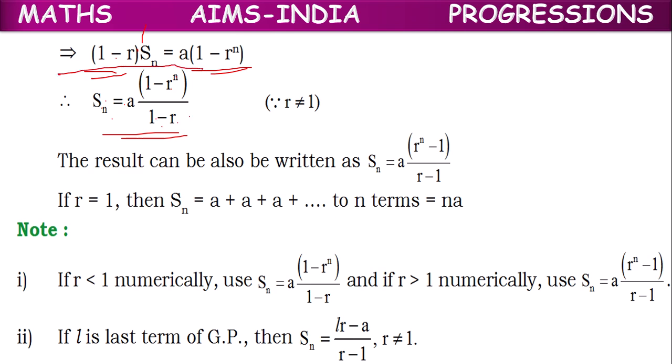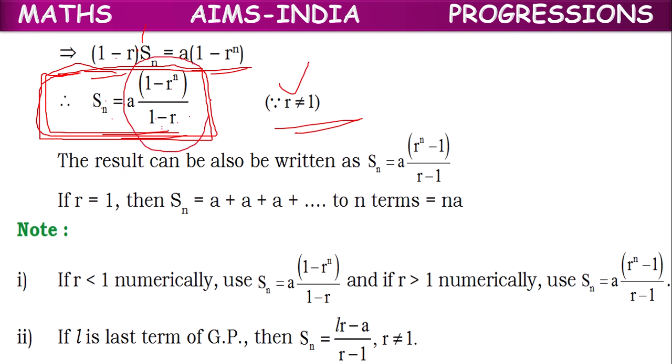So this is the formula for sum of n terms of a GP, where R is not equal to 1. So we have minus here. We can interchange the terms in numerator and denominator so that the value does not change. We can also write this as Sn equal to A into R power n minus 1 by R minus 1.